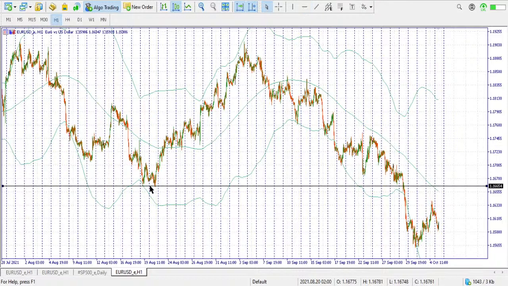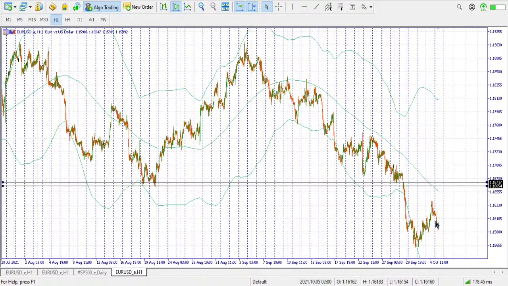So if we see a pullback up to this level here, assuming the price for some reason comes back up to this level, then that would be the correct place to look for a sell from. We don't want to sell it now, because if we sell it now, the price will still likely pull back to the upper side. So we want to wait for price to pull back at least significantly before we can look for a sell position.